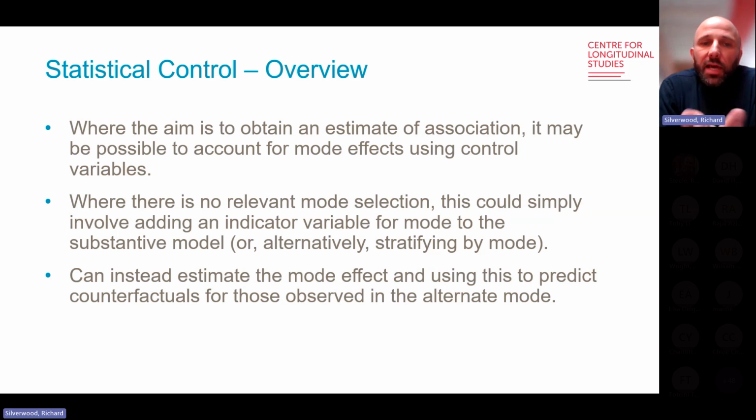We'll look at a few DAGs following this just to see cases where this may or may not be a sensible approach. If you're interested in an association between an exposure and an outcome, it might be adding the mode variable to your regression model. But instead, sometimes it might be preferable to estimate the mode effect using the data that you have, use this to predict the counterfactual values for those who are observed in the alternate mode, and then analyze this adjusted version of your variable that's subject to mode effects.